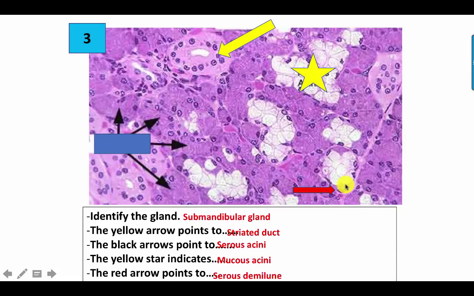surrounding this mucoserous acinus. We have the serous demilune very evident here, darkly stained basophilic cytoplasm surrounding the vacuolated cells in this acinus with wide lumen. This is a mucoserous acinus.